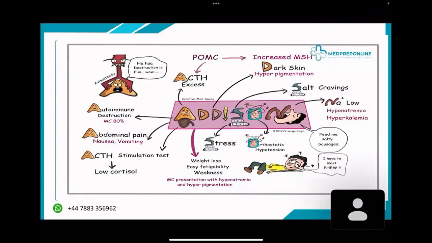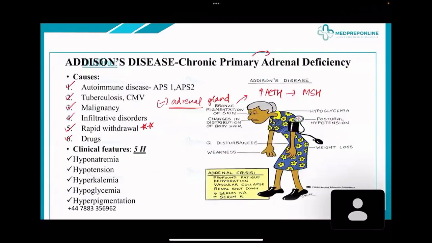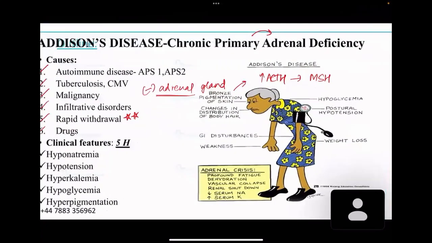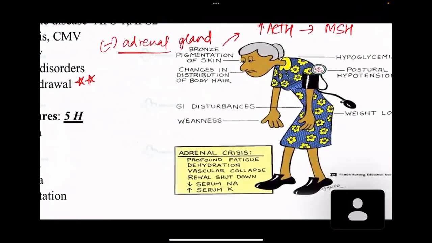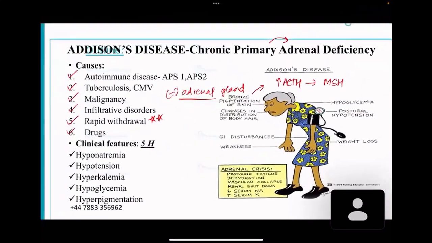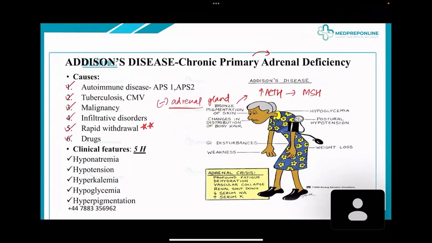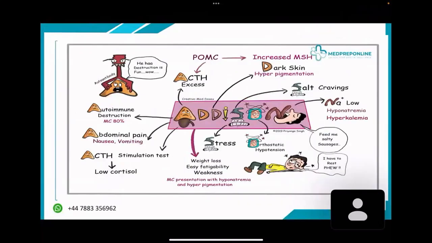Now, adrenal crisis is something that you have to know, which is when a patient presents with acute adrenal insufficiency. The patient will have profound fatigue, there'll be dehydration, there can be vascular collapse, the patient may land up with shock, there can be an acute renal shutdown, and as we know, this is because of decrease in serum sodium, decrease in intravascular volume, and increase in serum potassium.